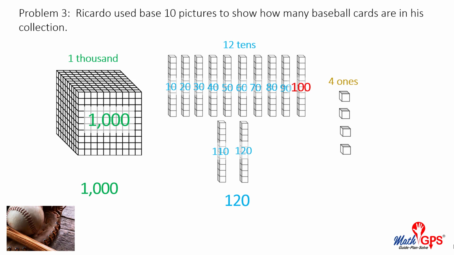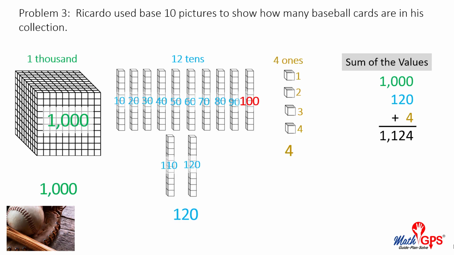To find the number of ones, let's count by 1. Count with me. 1, 2, 3, 4. The value of the ones is 4. To compose this number, we take the sum of all the values. 1,000 plus 120 plus 4.